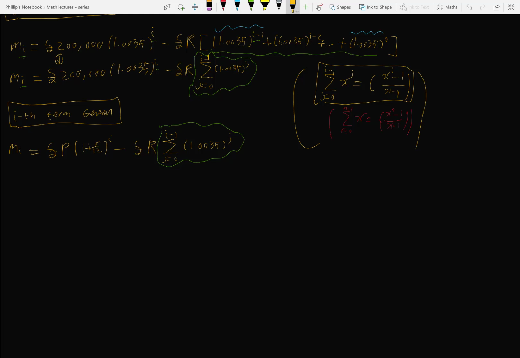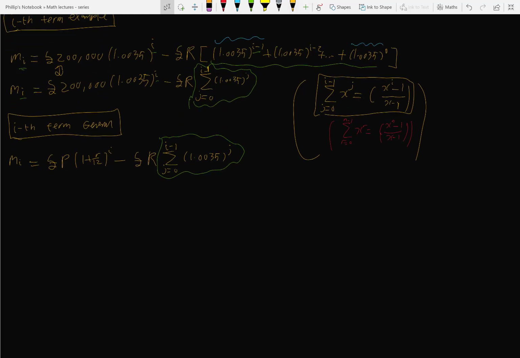Okay, so essentially what we can say for the example is M underscore I is equal to £200,000 times by 1.0035 to the I minus capital R times by, so we're going to look at this, compare it with this. So x is now 1.0035, and that's the only thing that's different. So we've got 1.0035 to the I, minus 1, divided by 1.0035 minus 1 in brackets at the bottom.